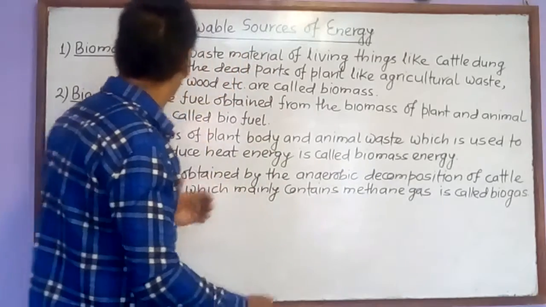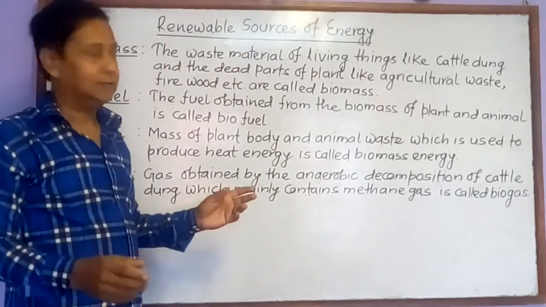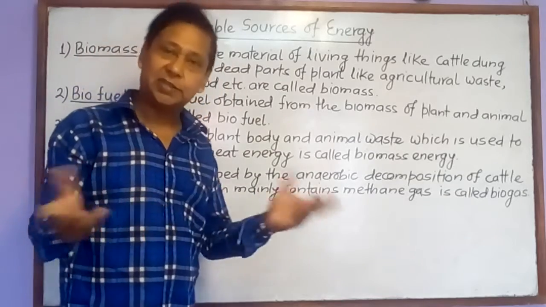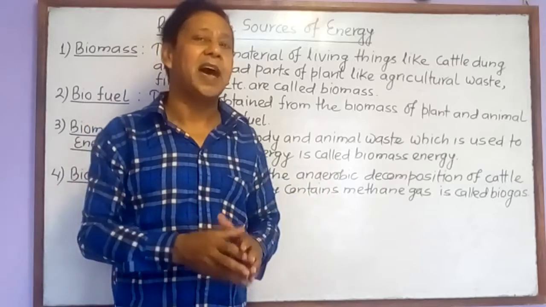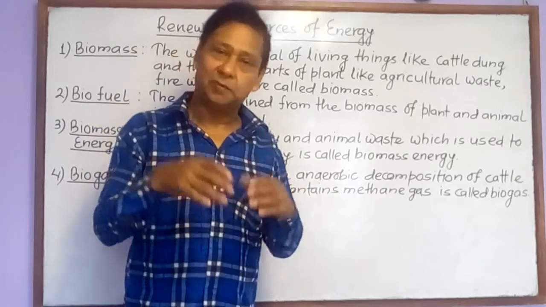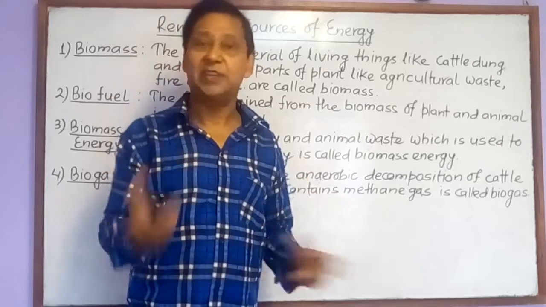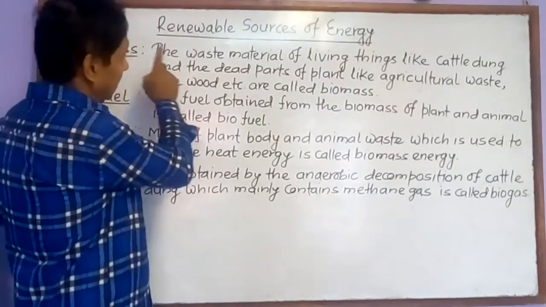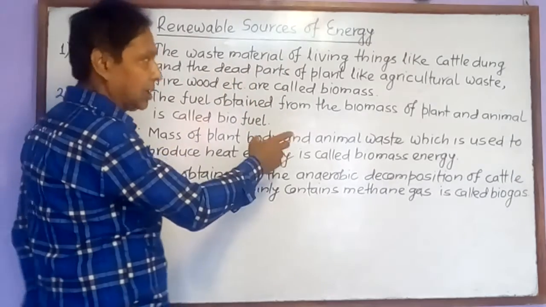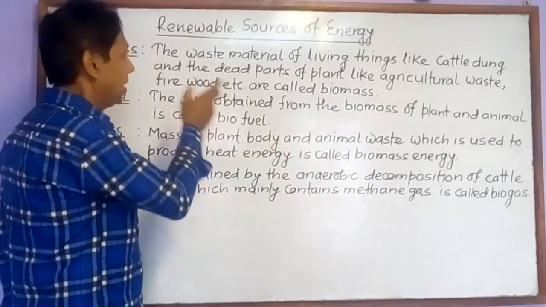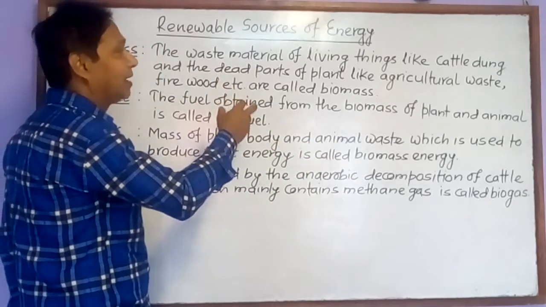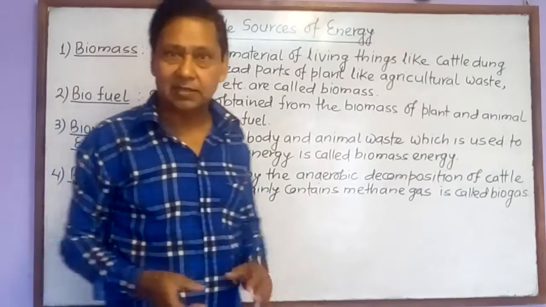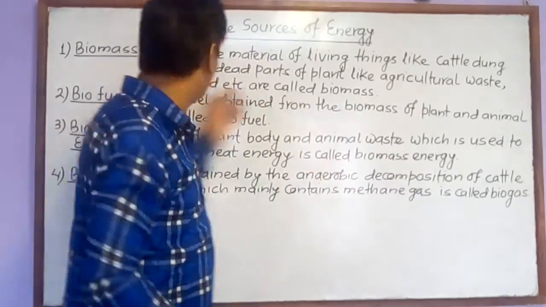Look at this. First, what is biomass? What do you mean by biomass? Looking at this word, it can be understood very easily that probably it is the mass of plant body and the mass of animal waste. Correct? The same is called biomass, but we can define it this way: the waste material of living things like cattle dung and the dead parts of plants like agricultural waste, firewood, etc., are called biomass.